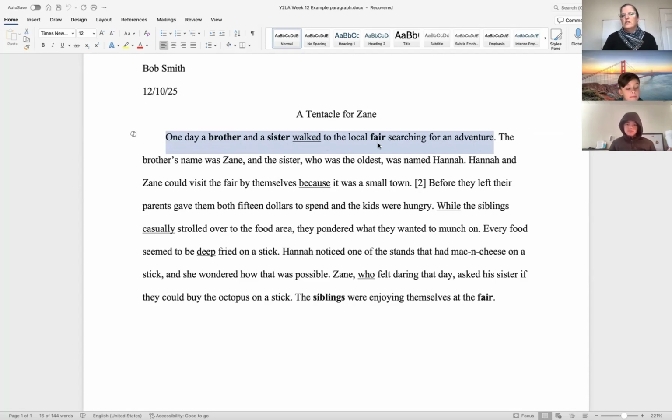You see that? So then if I jump down to my last sentence, let me highlight that better. It says the siblings were enjoying themselves at the fair. Notice I have siblings in bold. That reflects, right, Sawyer? That reflects brother and sister. So it's not the same words, brother and sister, but it means the same thing, siblings. And then I have the word fair up here and fair down here.